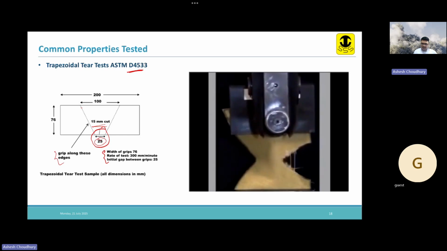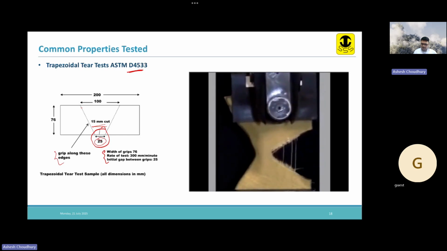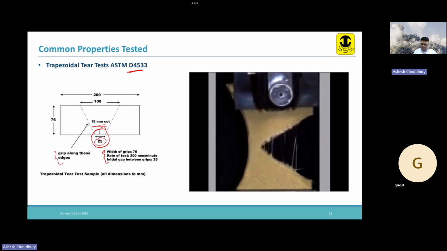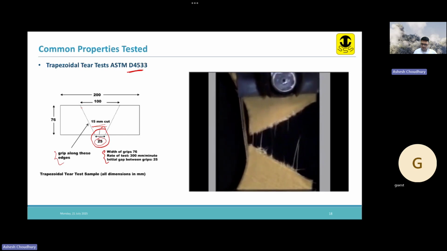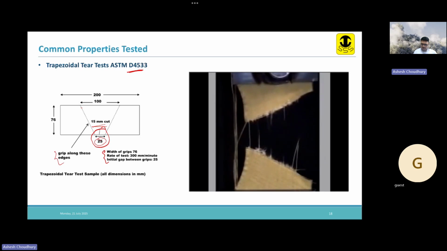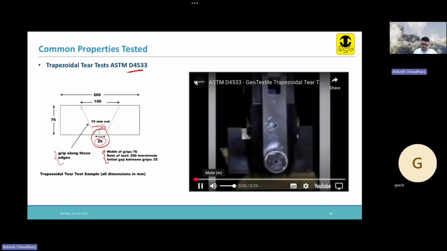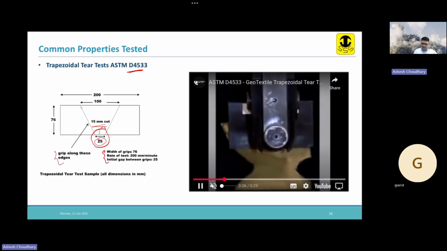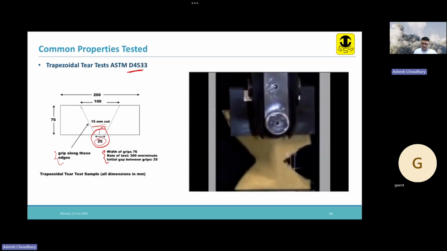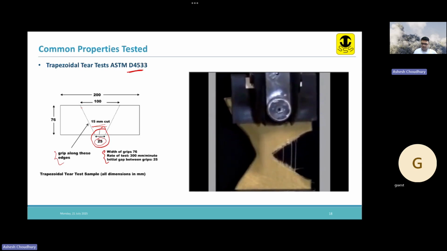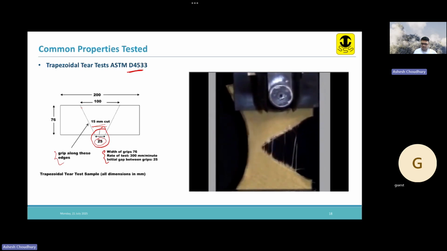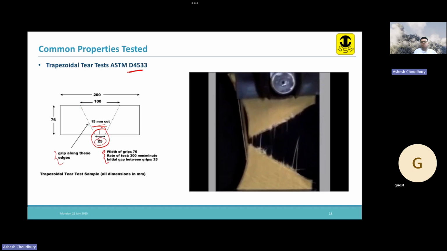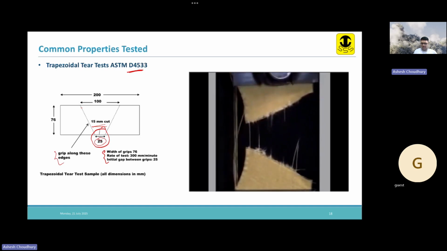So basically it is getting torn up. These are actually the grips that are pulling it apart. We are just pulling it to tear it up. Okay, so this is how this trapezoidal tear test is done.